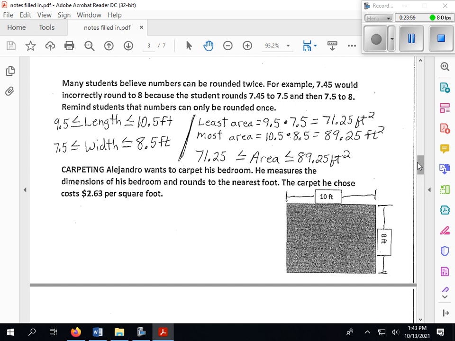On this example, sorry, I have the answer in the wrong spot. The 9.5 and stuff is supposed to go down here for the carpeting example. I have to fix that. Alejandro wants to carpet his bedroom. He measures the dimensions of his bedroom and rounds to the nearest foot. The carpet he chose costs $2.63 per square foot.